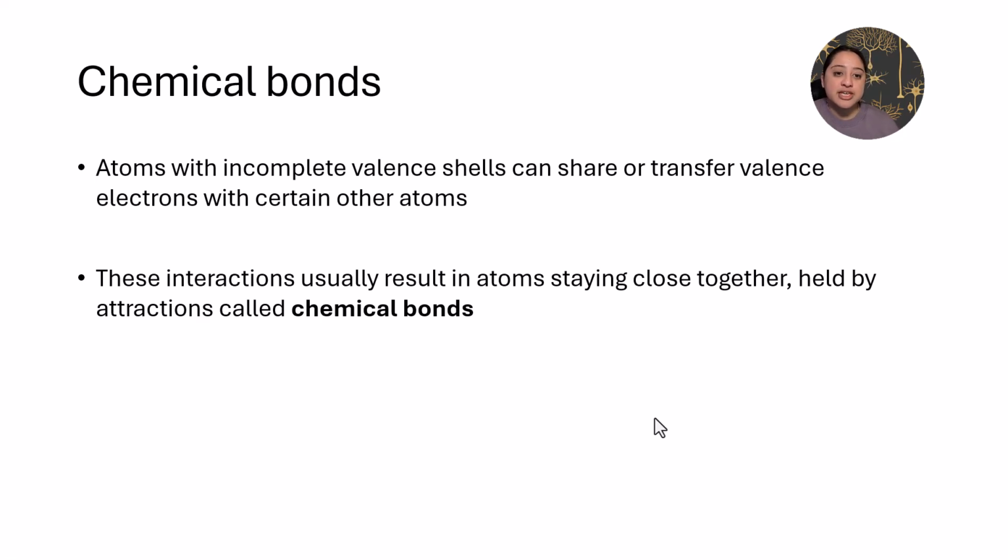So atoms with incomplete valence shells can share or transfer their valence electrons with certain other atoms. That way one atom is completing its valence shell, or maybe they're sharing and they're both completing their valence shell. So how they behave is going to depend on their valence electrons and other stuff. These interactions usually result in atoms staying close together, held by attractions called chemical bonds.